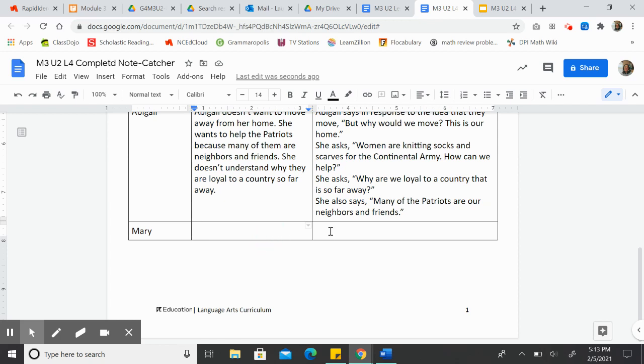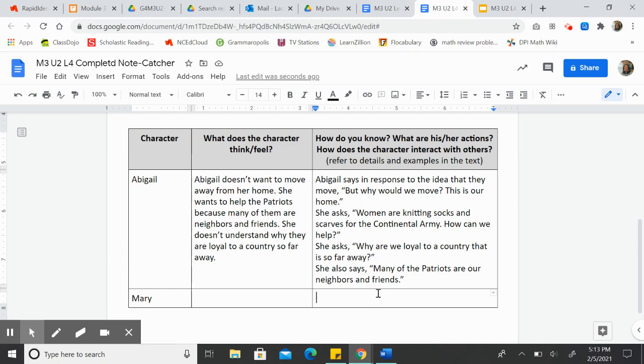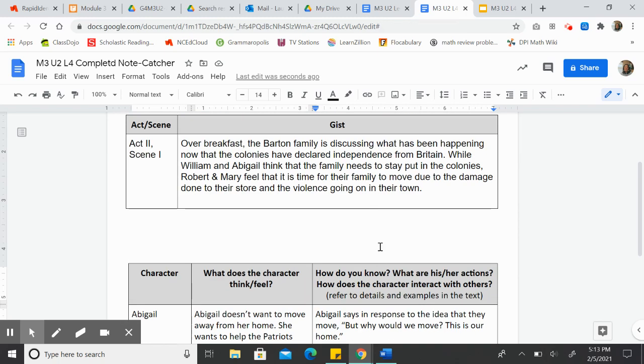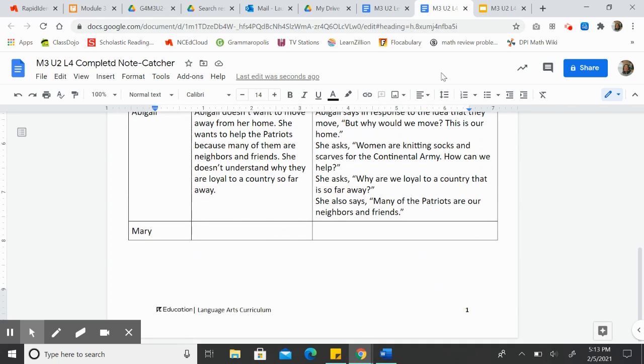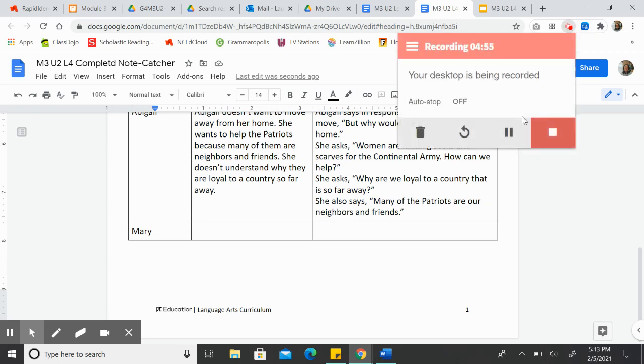And I want you to fill that in, and then I want you to put proof from the text in this section right here. Okay, remember, you've got to have quotes from the text that prove what you said and how Mary feels. All right, so go on and do that, and we'll pause it and do that, and then come back and check with my work to make sure you've got everything when you're done.